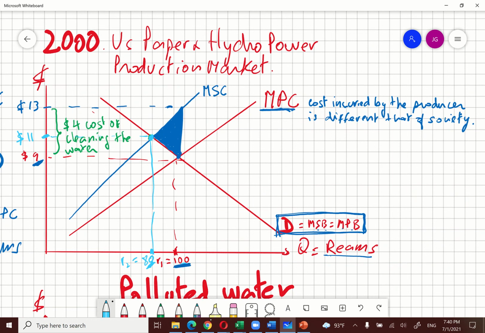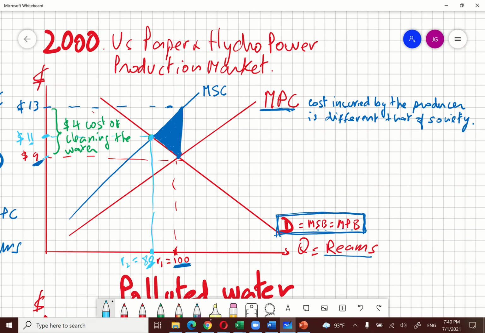And at the cost of 11, right? Because if the cleanup is done at the source by the producers, then it's most likely going to be cheaper than society having to clean up afterwards at an increased price.